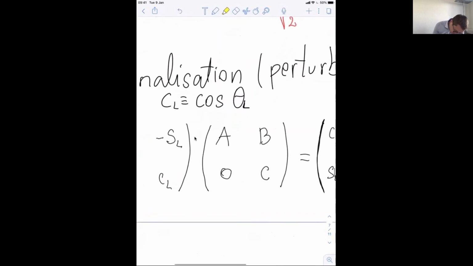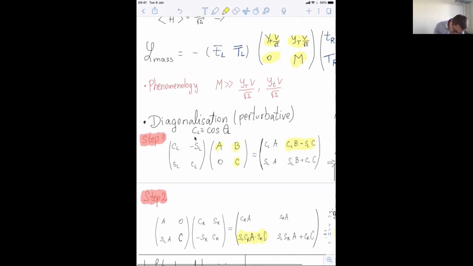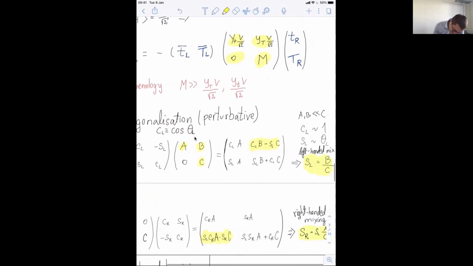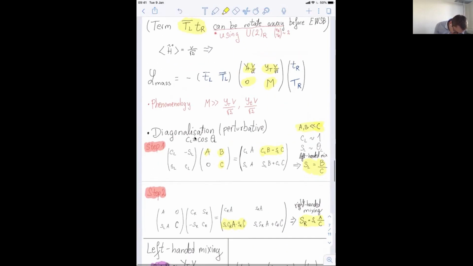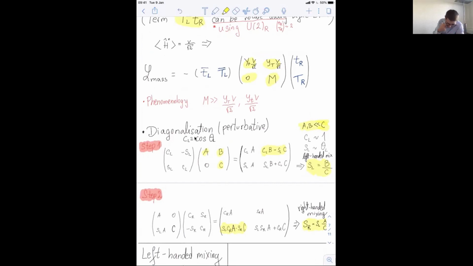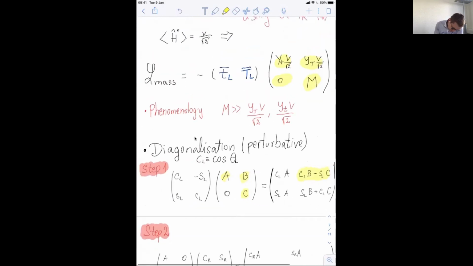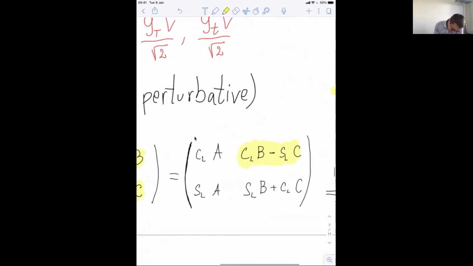So I want to diagonalize matrix A, B, and C, and there is the 0. And I have this hierarchy that A and B are much smaller than C. Okay, A and B are much smaller than C. So the first thing which I will do is this left-handed rotation. Okay, so I'll do the left-handed rotation. And then I will get this thing here.